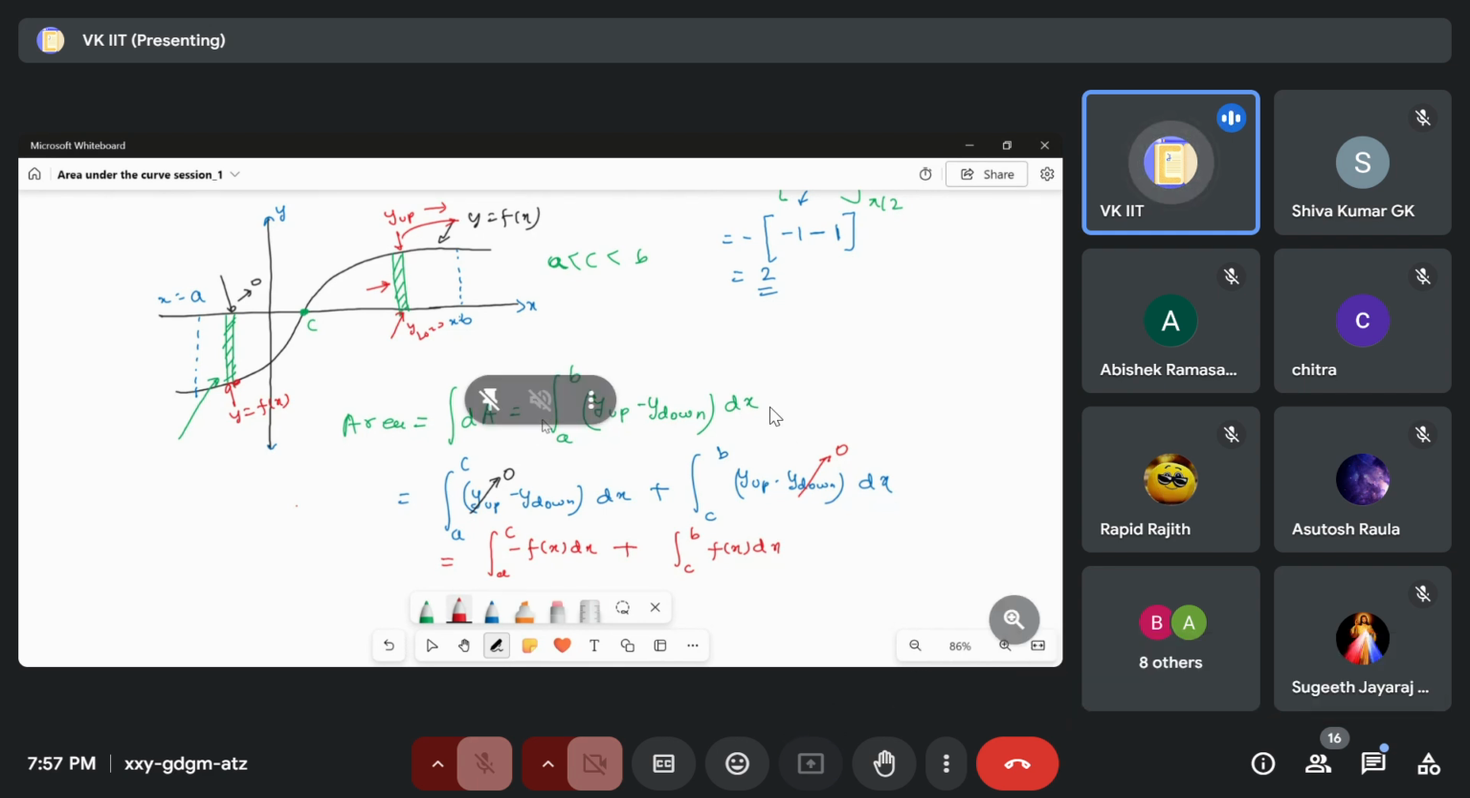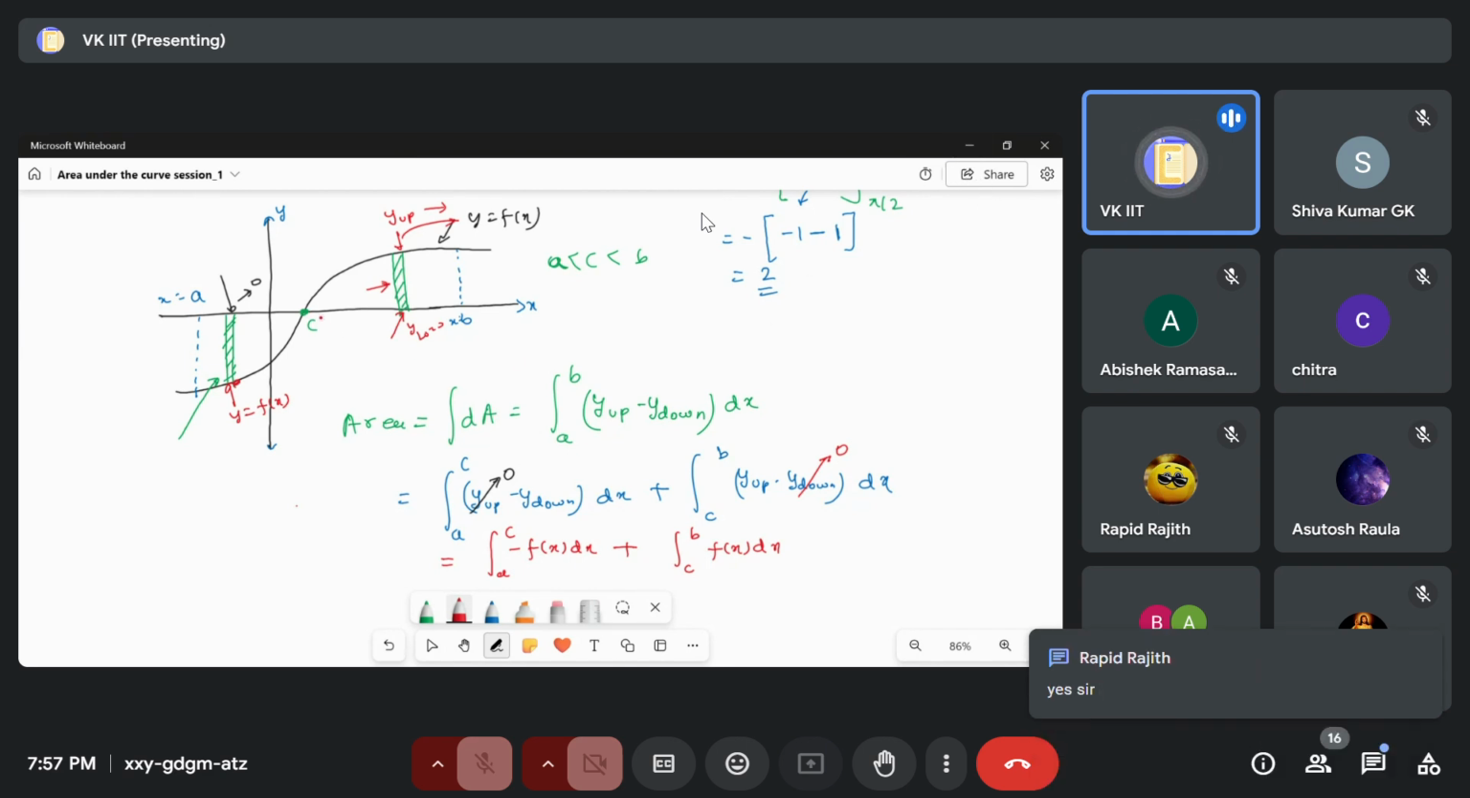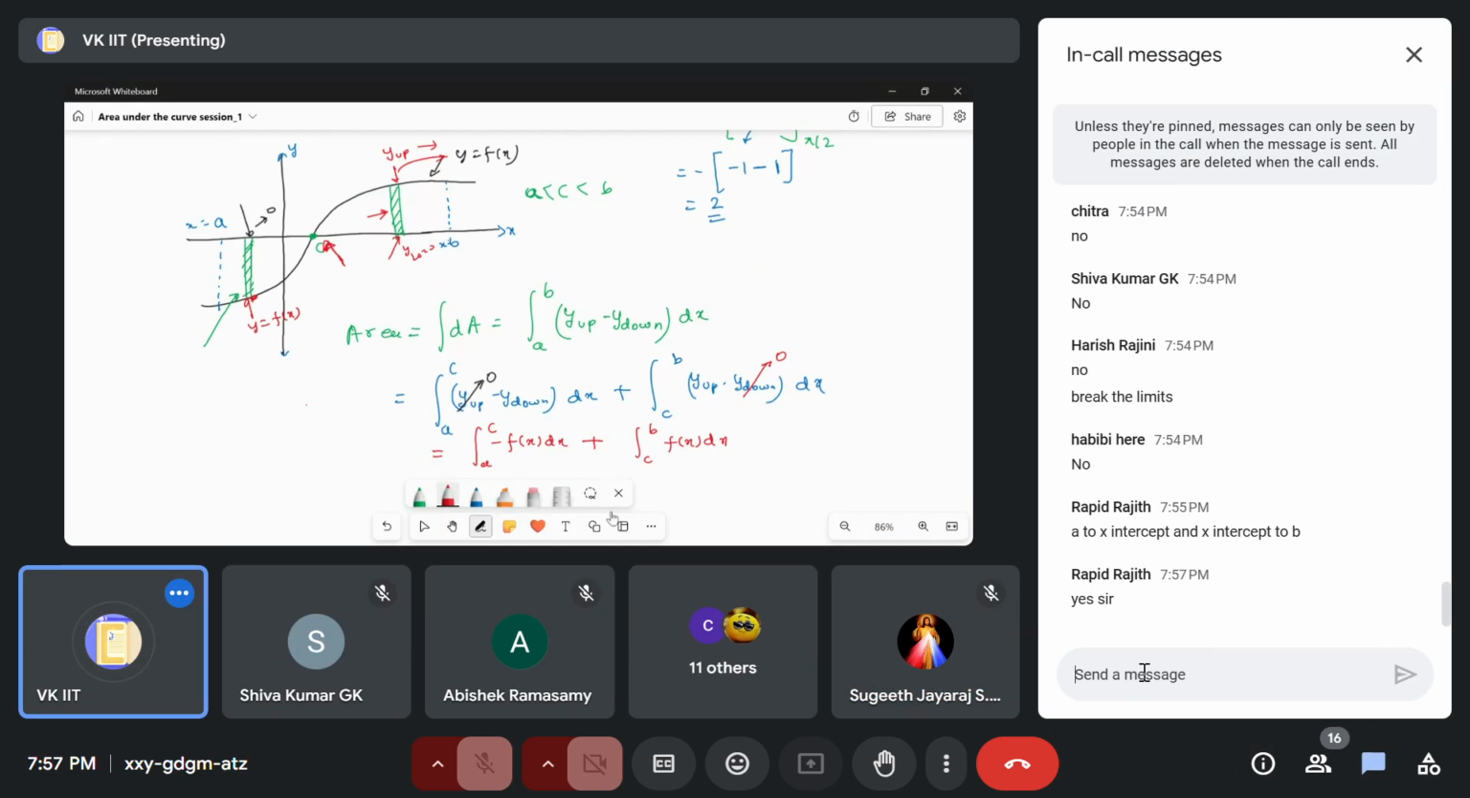A to x intercept, yes. So we have considered, Rajit, that particular x value as C. That will be given to you in the question also. Don't worry. If it is not given, how will you find it out? If this point C is not given, how will you find it out? Anyone tell me?